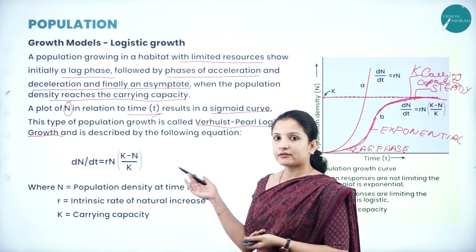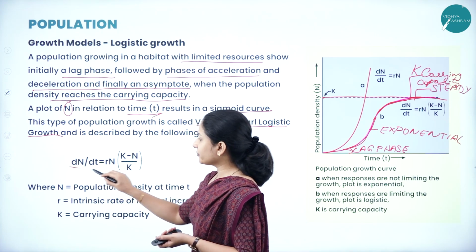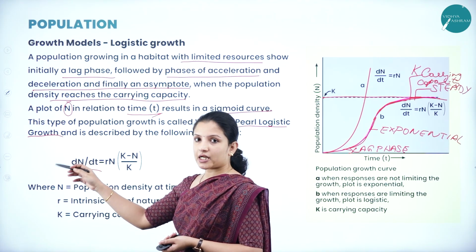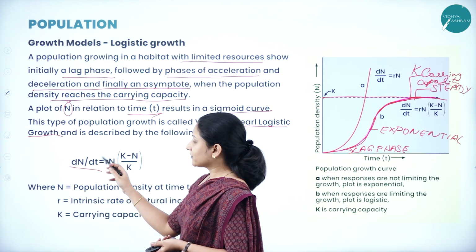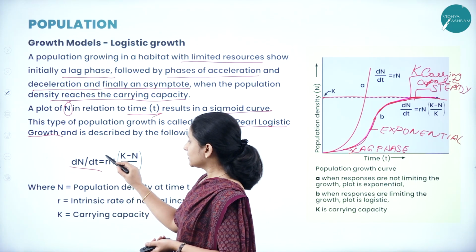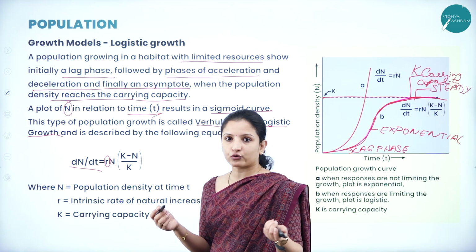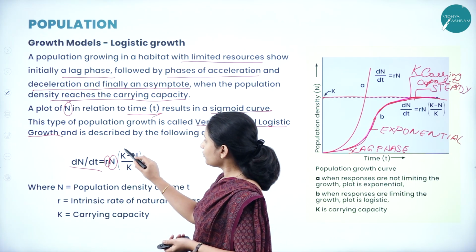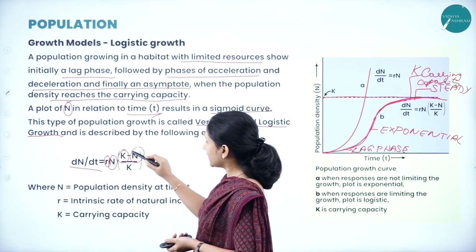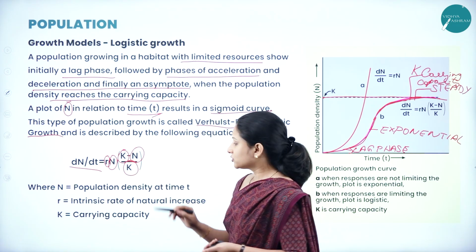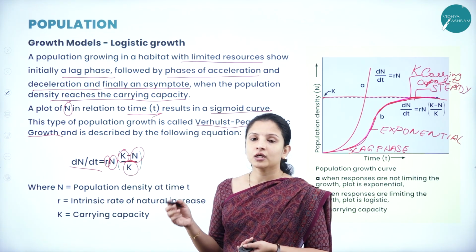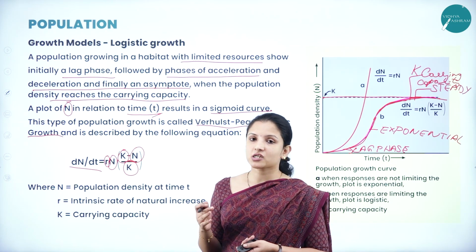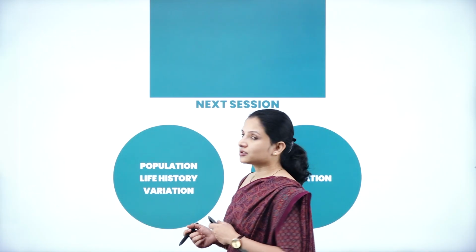So that can be calculated by the following formula, that is dN by dt. Here the left side is the change in the total density of the population at a given particular time, which is equal to the increase in the population because of growth, r times N, multiplied by the carrying capacity minus the total density, divided by the carrying capacity. So if we calculate this much, we can find out the logistic growth of that particular population, or the density of that particular population at a given period of time. So this is how it is calculated.